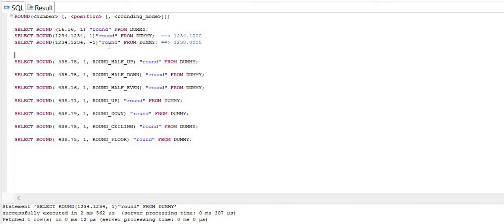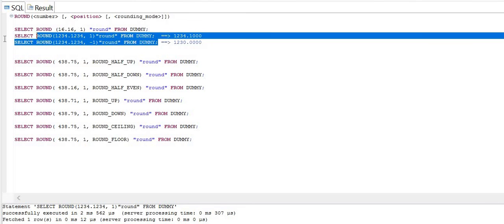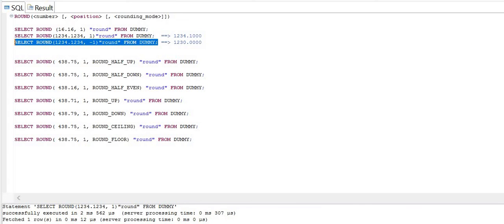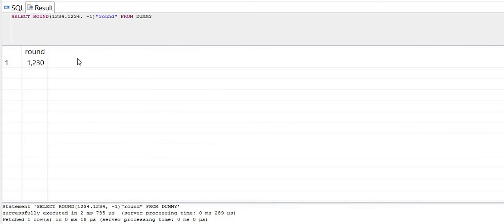Now we have a minus. Minus is used to do the rounding just before the decimal values. Earlier, the positive values did the rounding for the values after the dot. Here minus means before the dot. So if I just execute this, you're going to see the result, and so the result is 1230.